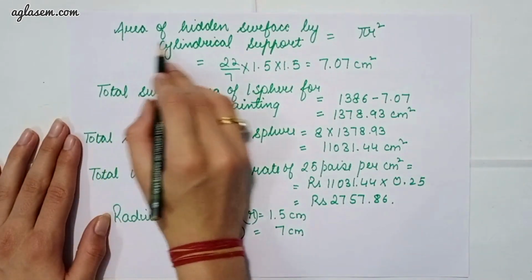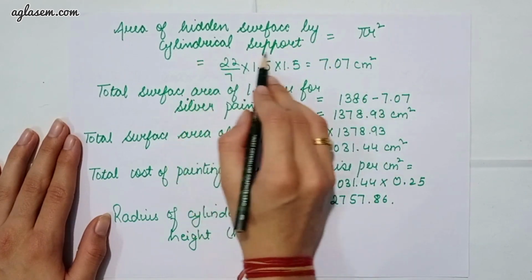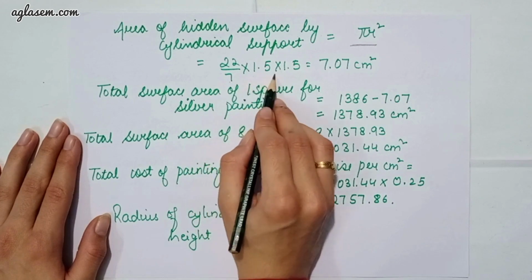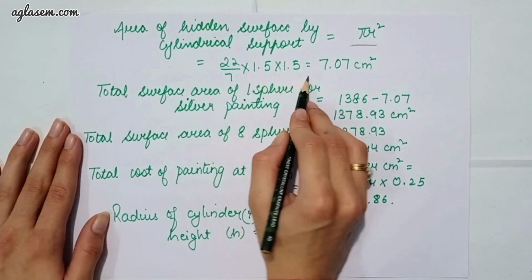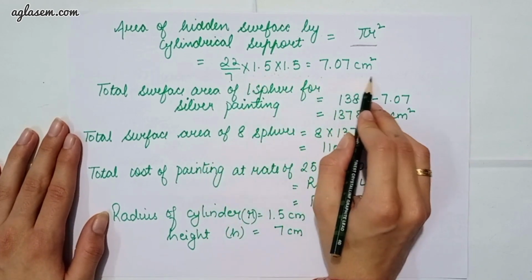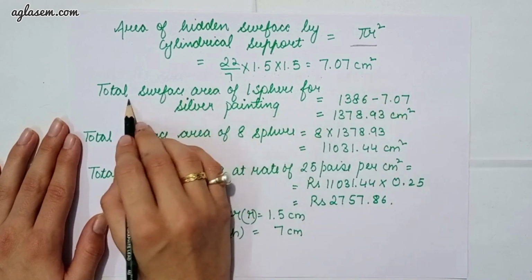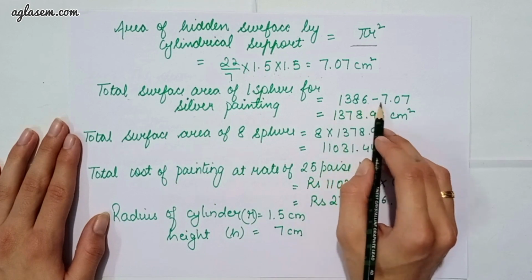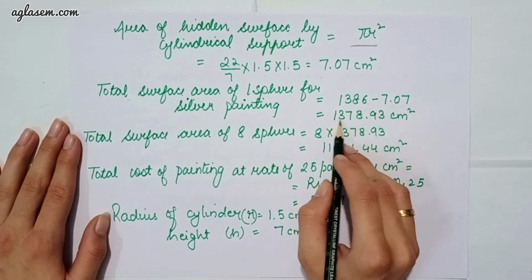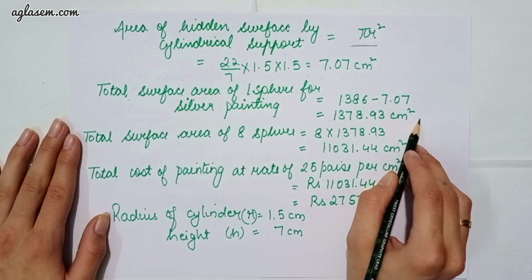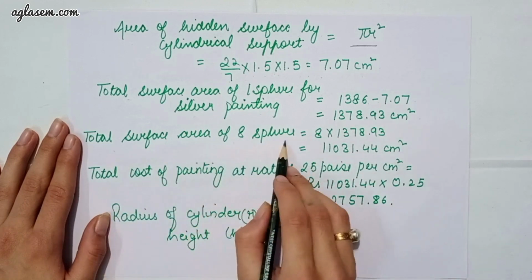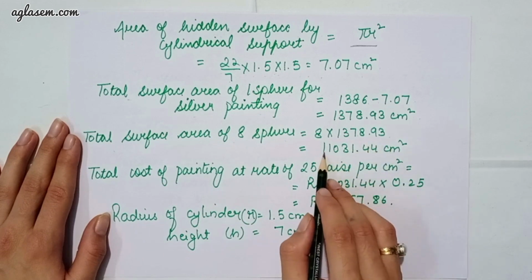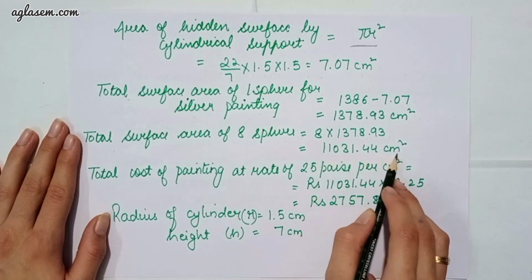Further, moving to the area of the hidden surface by the cylindrical support, that is pi r square. So pi, that is 22 by 7, into r, that is 1.5 into 1.5, which will give you 7.07 centimeter square. So the total surface area of one sphere for silver painting is 1386 minus 7.07, which will give you 1378.93 centimeter square. And the total surface area of 8 spheres, that is 8 into 1378.93, will give you 11031.44 centimeter square.